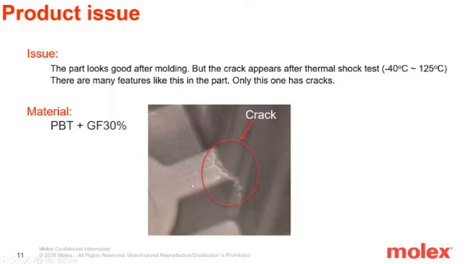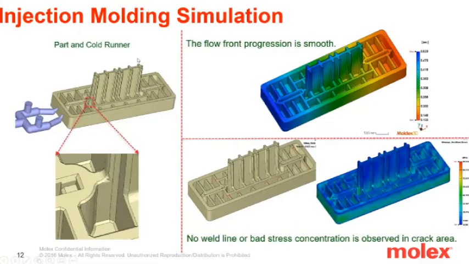And the interesting thing is there are many features like this in this part. Only this one has cracks, and the material is PBT plus 30% glass fiber. So the first thing we did is go back and check the injection molding simulation and see if we can find some clues or signs that can help us understand it. In design, I think it's easy to solve this issue, but the question is we could not catch it because we didn't have a simulation result to show it.